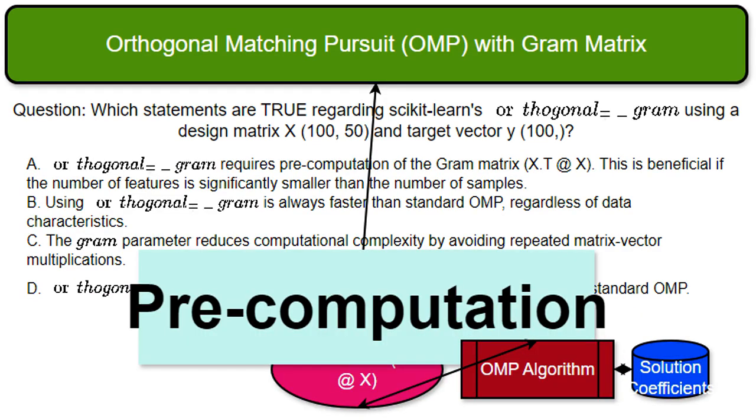This refers to calculating the gram matrix before starting the main OMP algorithm. It's like doing some prep work before starting a project, which might save time later. In this context, calculating the gram matrix beforehand saves many calculations during the OMP algorithm itself.